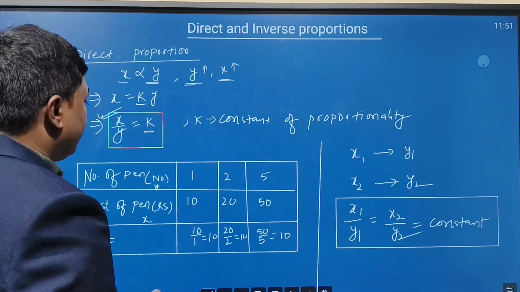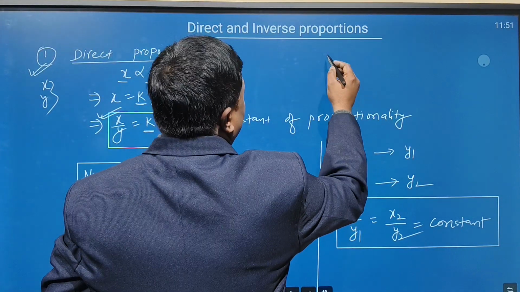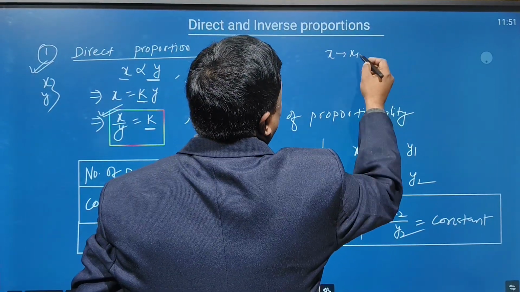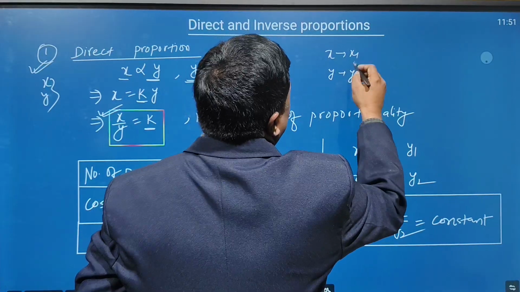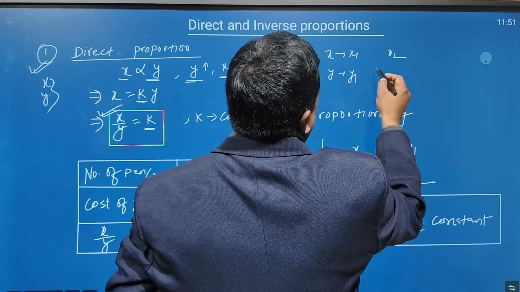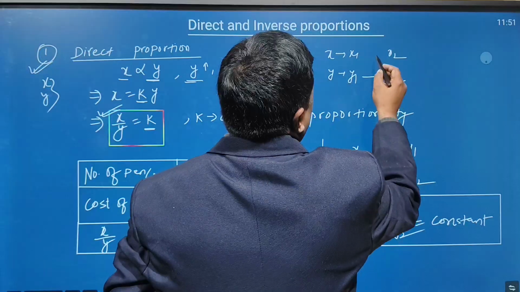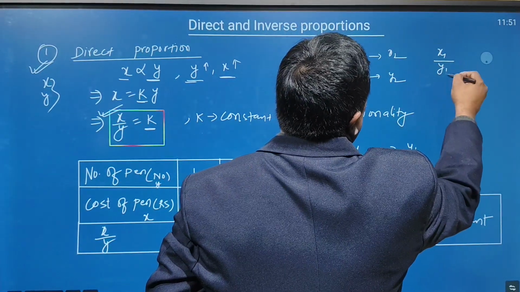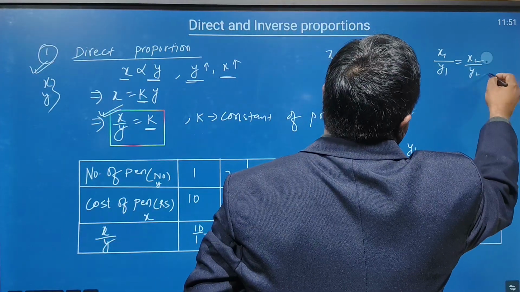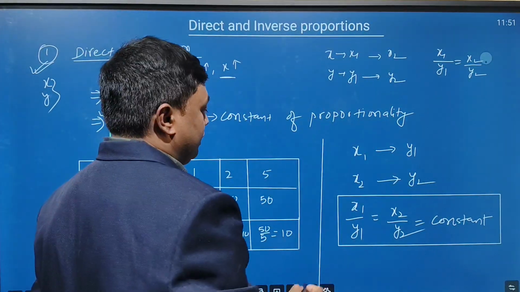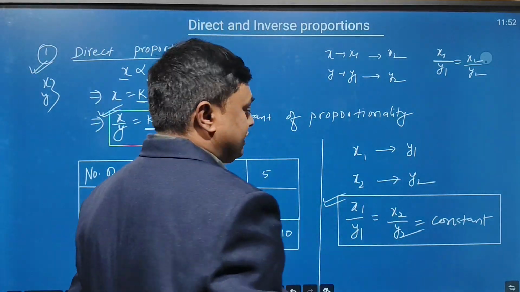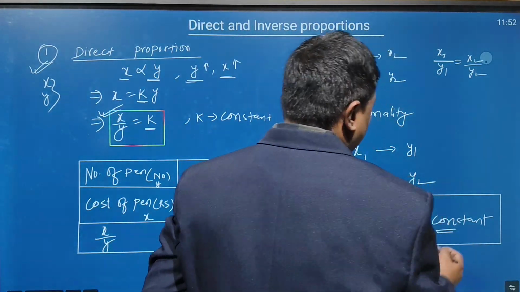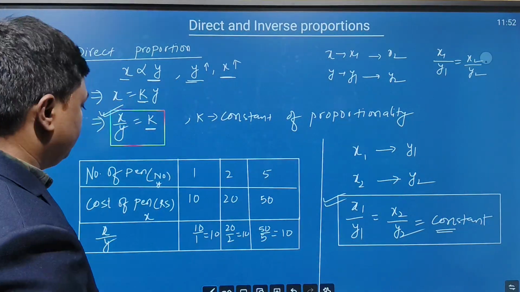K is a constant. It means whenever the value of x is x1, the corresponding value of y is y1. If x changes to x2, then y also changes to y2. But the ratio of x1 by y1 is equal to x2 by y2. This is going to be constant. Try to understand: x1 by y1 is equal to x2 by y2. That is going to be constant. Using this, we are going to solve the problems also.